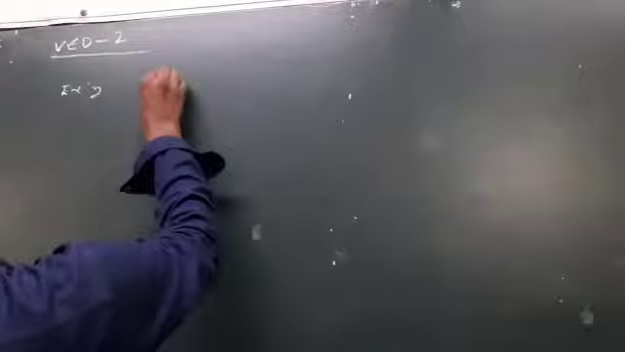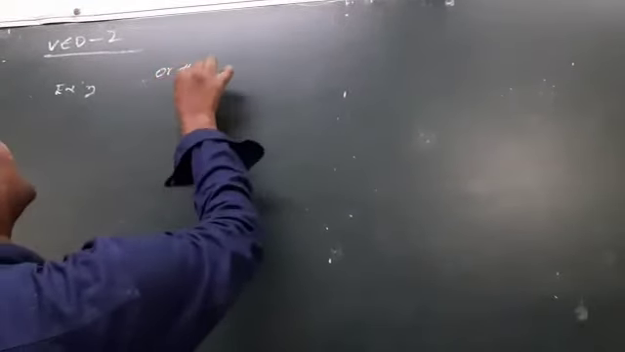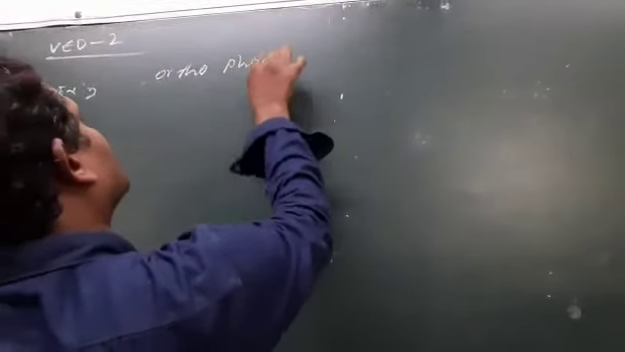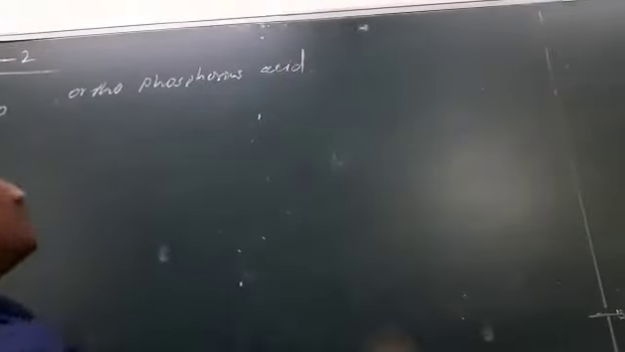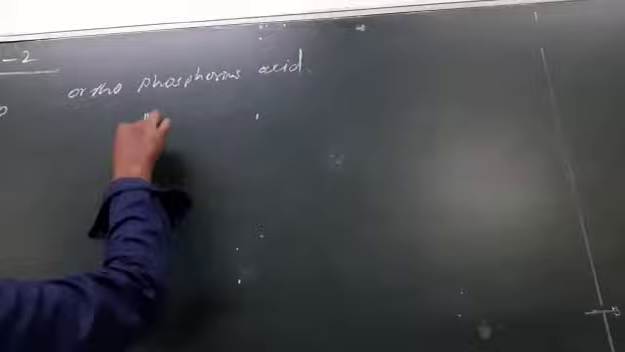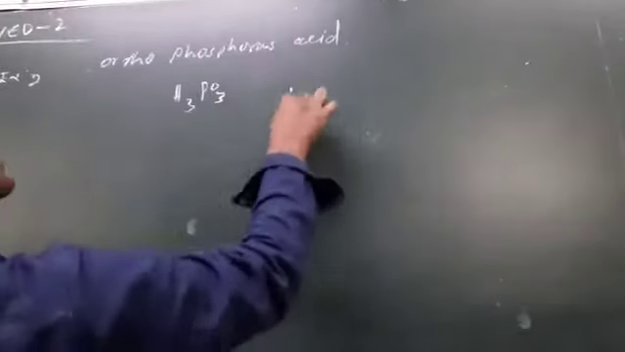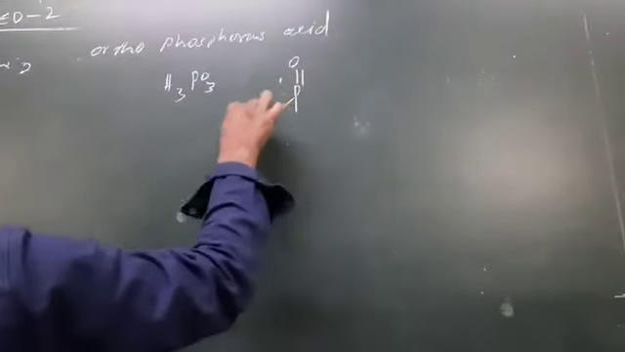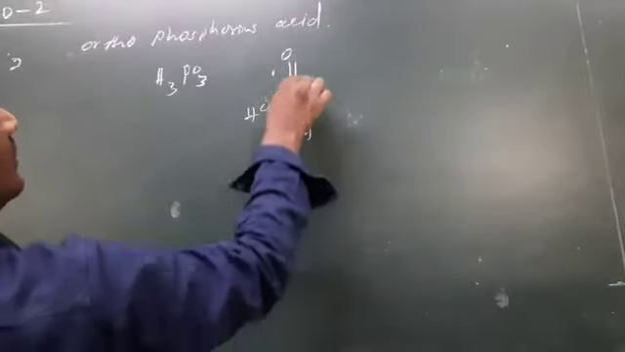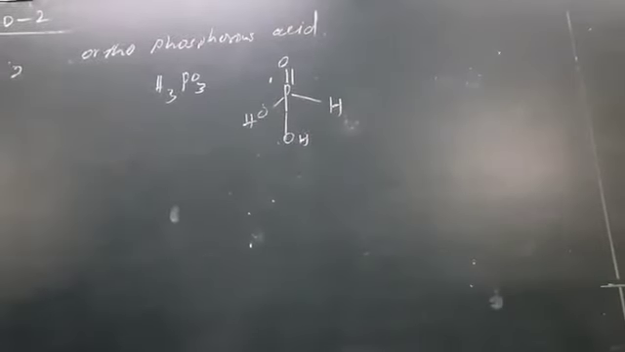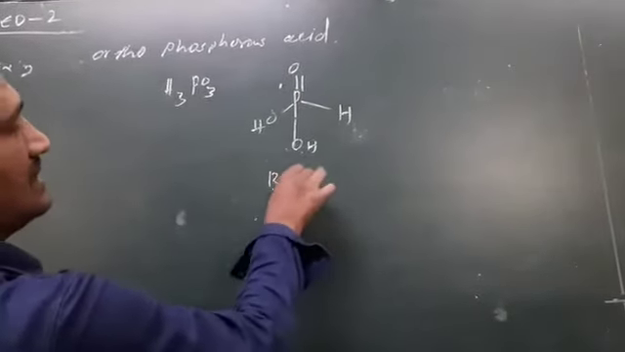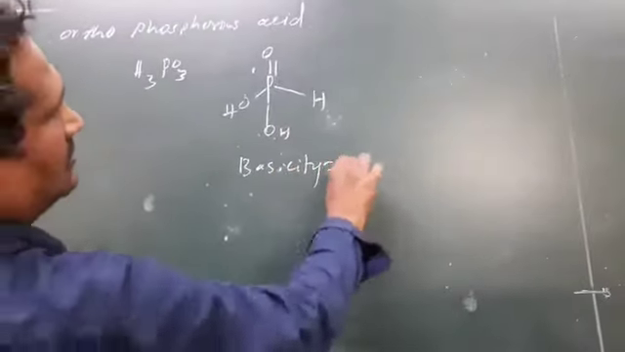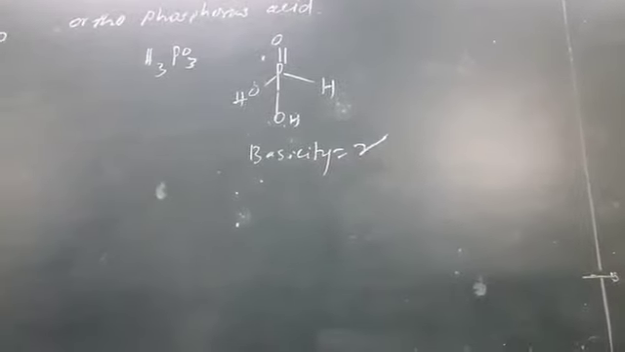Orthophosphoric acid, sorry, orthophosphorus acid. Phosphorus acid, H3PO3. You see its structure. So here two OH groups, so its basicity is equal to 2. Number of replaceable hydrogens also 2.